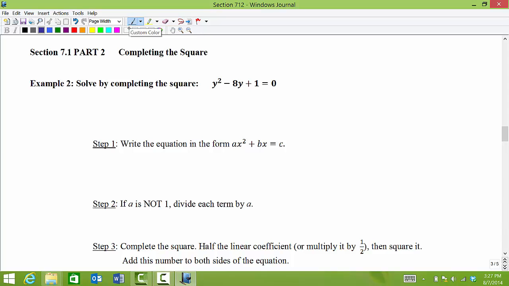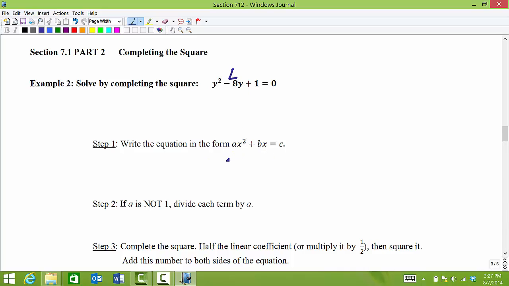Let's look at another example of completing the square. Here we have y squared minus 8y plus 1 is equal to 0. We have a linear term, and we can't solve using the square root method when we have that linear term of minus 8y. So we will go through the steps here.